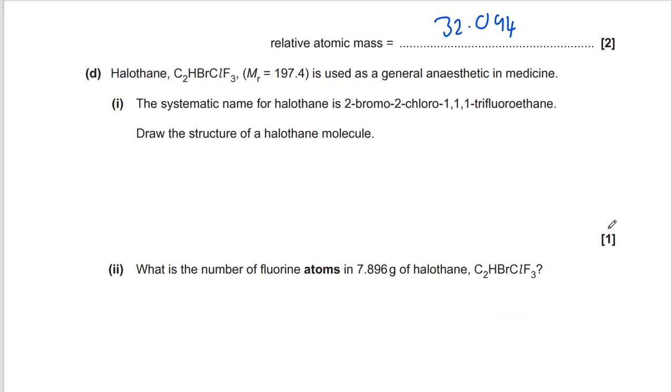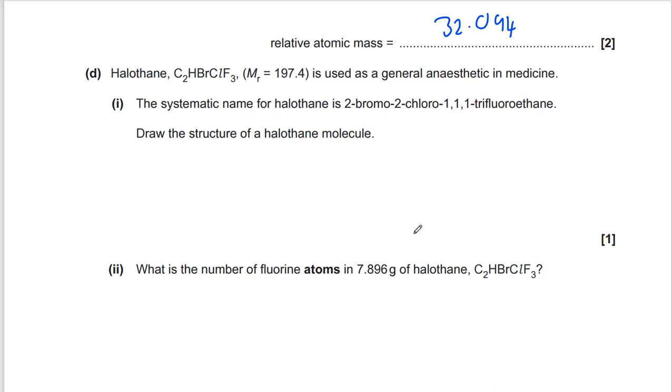So, a different idea than this. Halothane, C2HBrClF3, seems very, very weird. It's a general anesthetic in medicine, with a very long systematic name: 2-bromo-2-chloro-1,1,1-trifluoroethane. Draw it. So this is just challenging your ability to draw an unfamiliar compound.